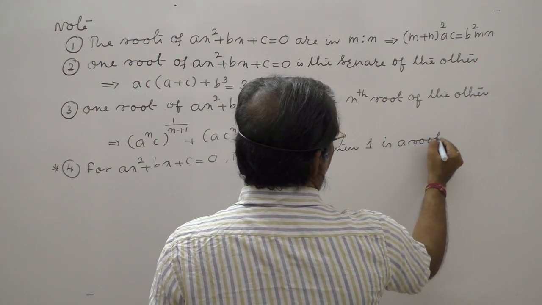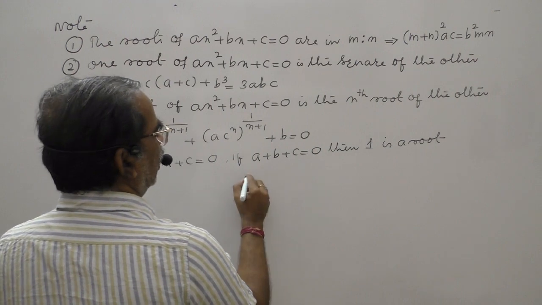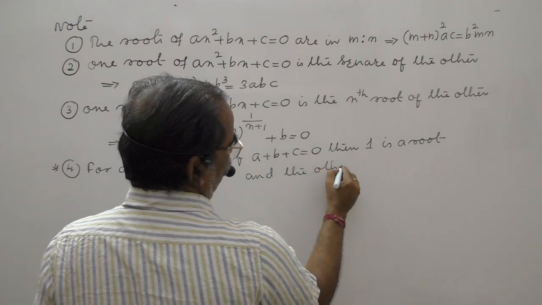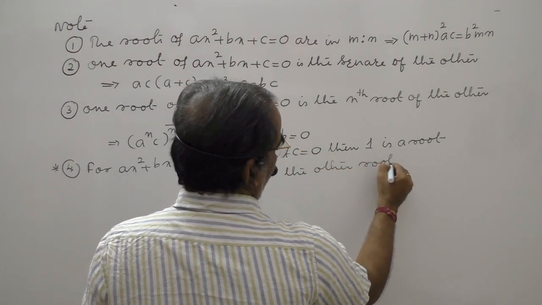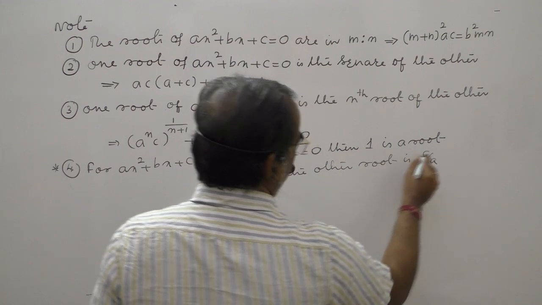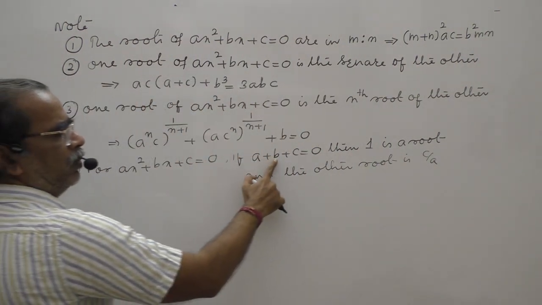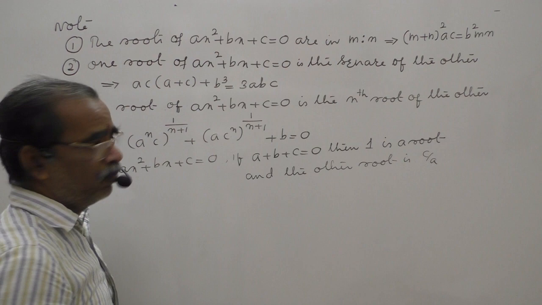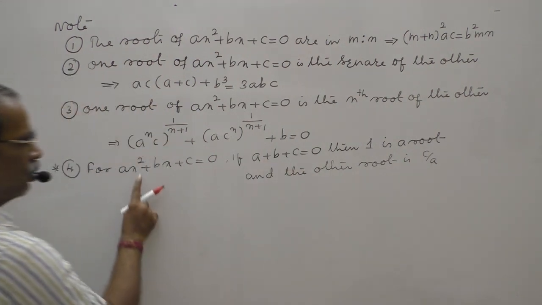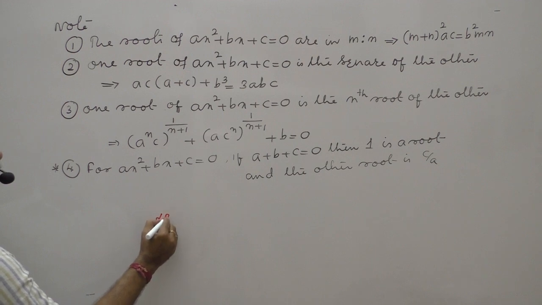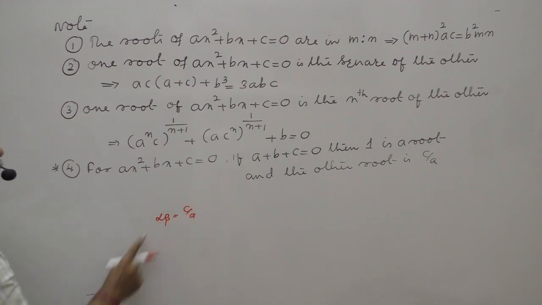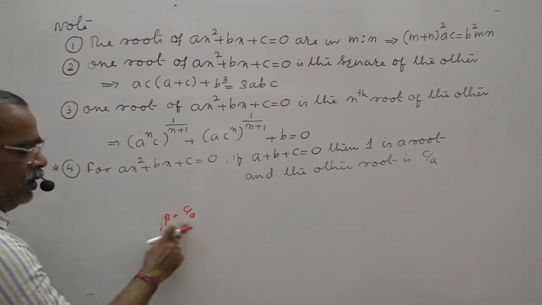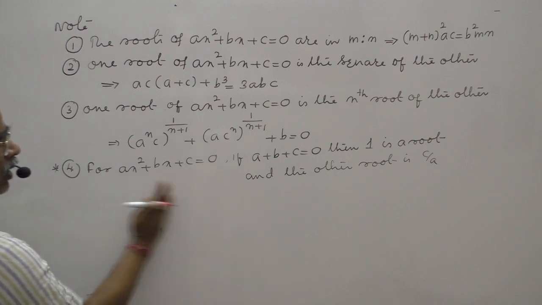1 is a root of this equation, and the other root is c by a. Why c by a? Whenever a plus b plus c is 0, I said 1 is a root, then the other root is c by a. For this equation, we know the product of the roots is c by a. Among the roots, one root is 1, so 1 into beta is c by a, so the other root is c by a.